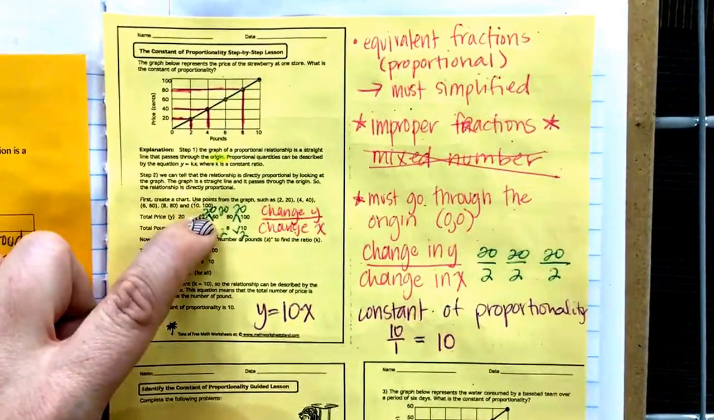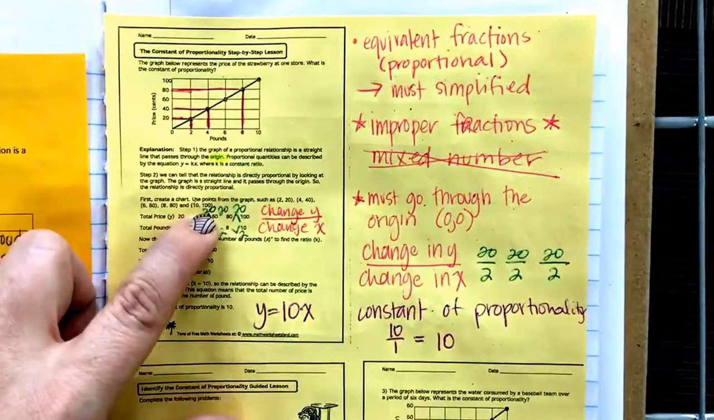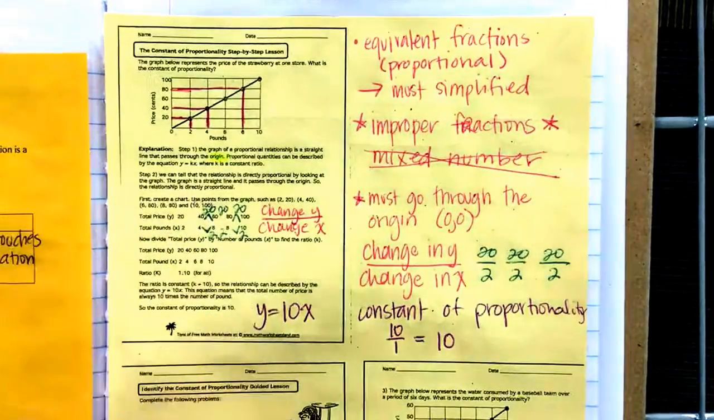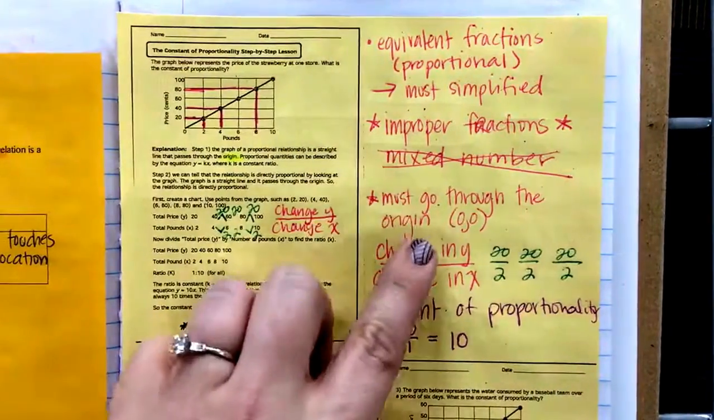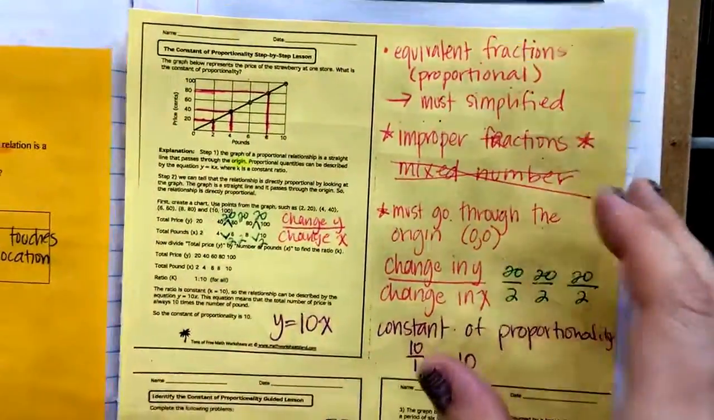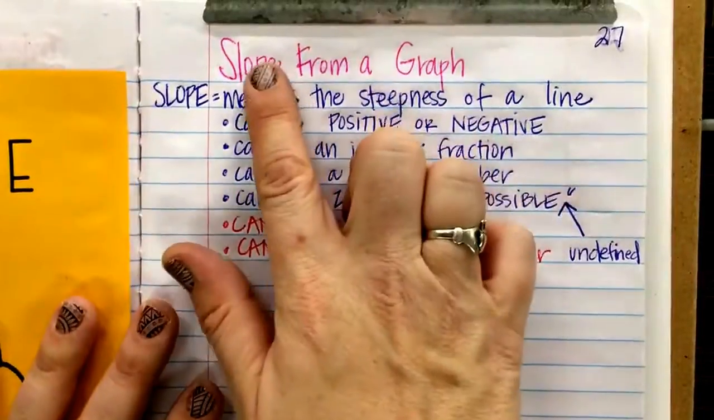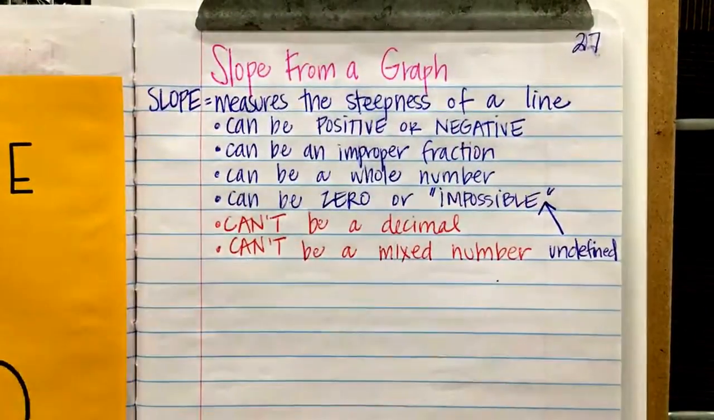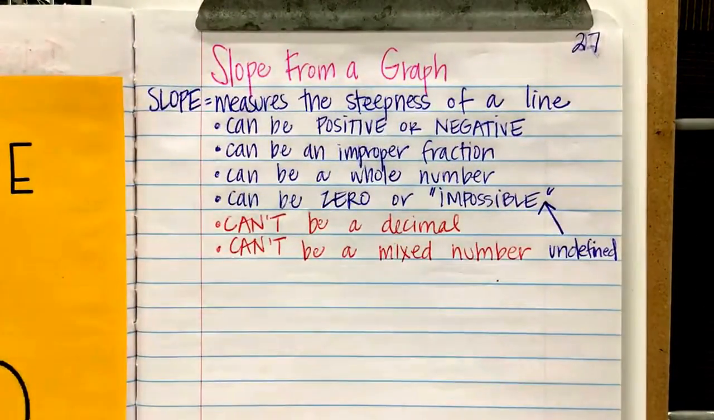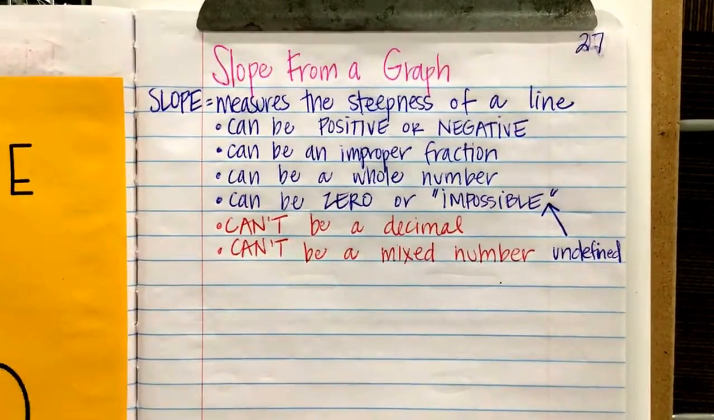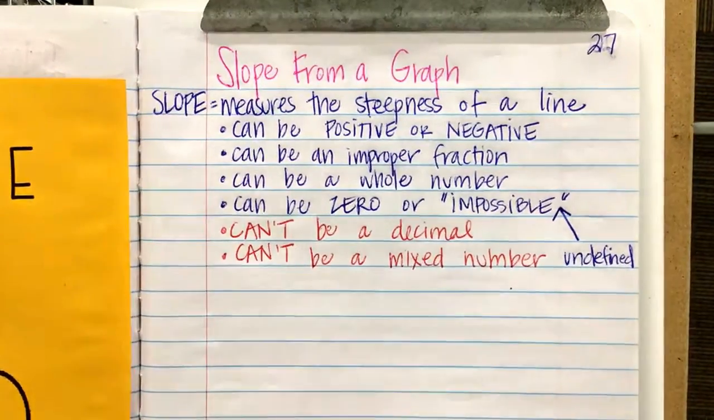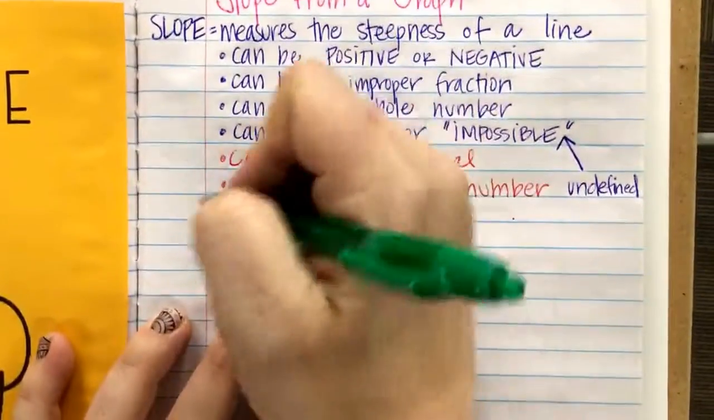And then Brad said you simplified. What is 20 over 2? 10 over 1. And 10 over 1 is really what? 10. The change in y over change in x. So that's what we're going to do for slope from a graph. Because you guys, slope is the constant of proportionality. It's the change in y over change in x. Slope and constant of proportionality are the same thing, with one difference.